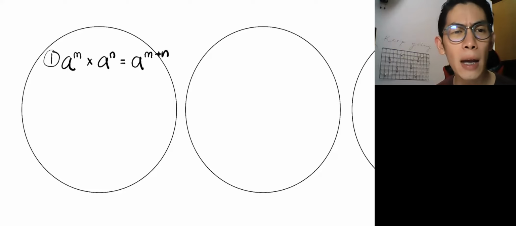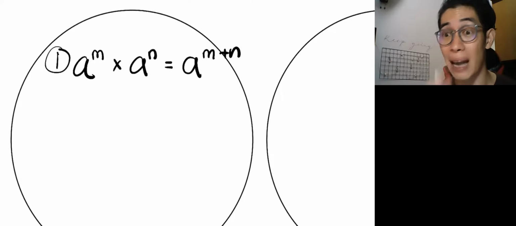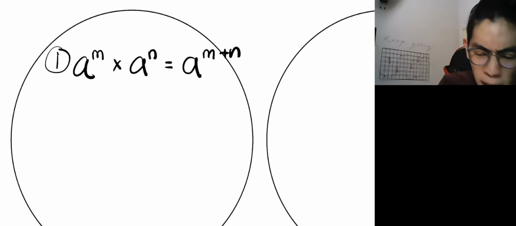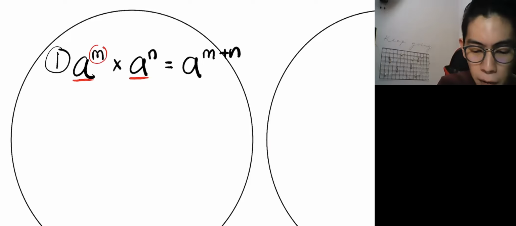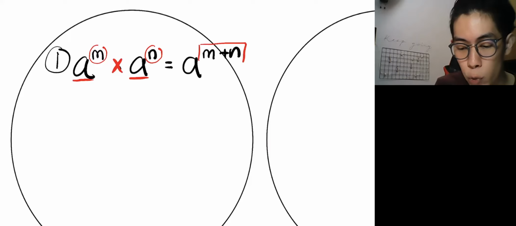Now, number 1: a power m times a power n equals a power m plus n. Let me explain in detail what the contents are. Everyone, as you can see, this is your base and this is your base. Can you see there is power m, there is power n, and there is a times in the middle? And what it says is to plus them together.